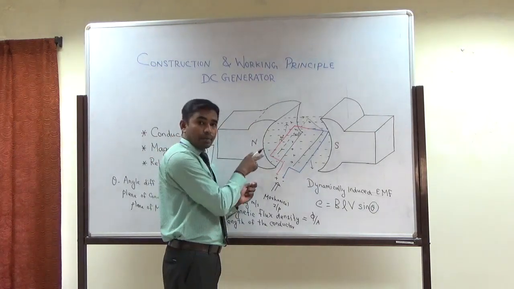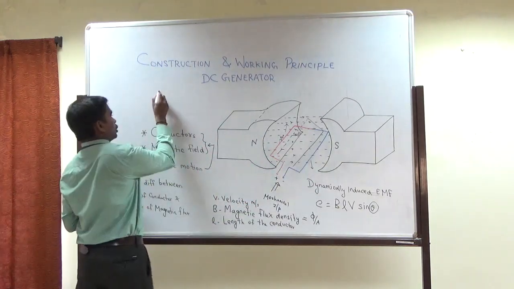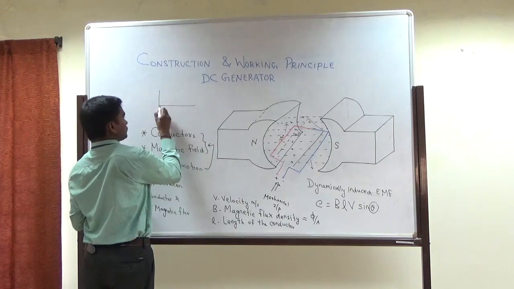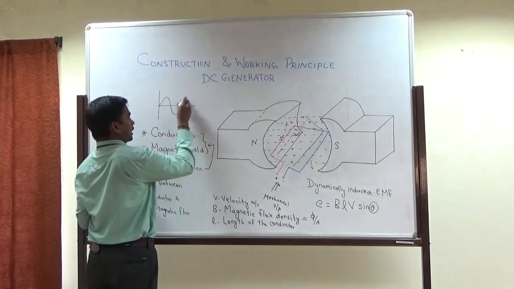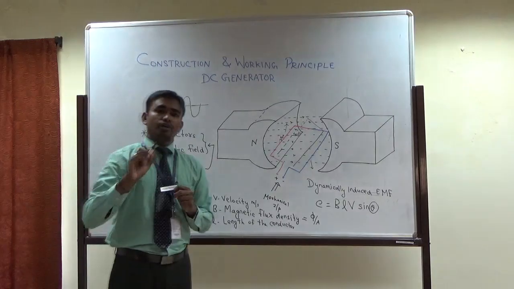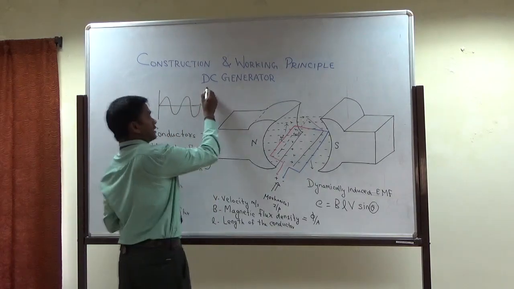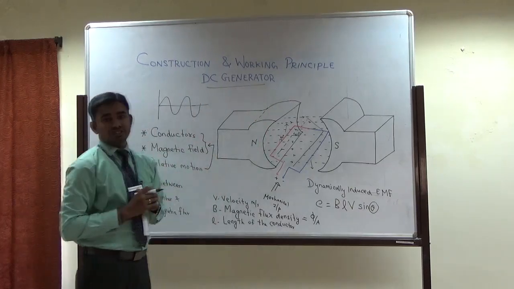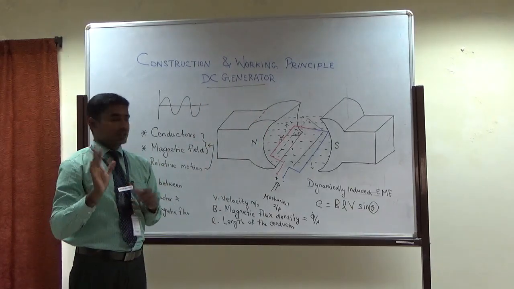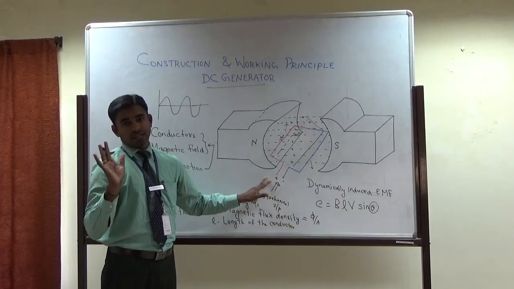Then when the same conductor reaches the south pole, the current direction is different. So you will get an alternating current in any machine. The generated output in any machine is an alternating current. So now this is your DC generator. Is it? Have you understood? So the generated output is AC.